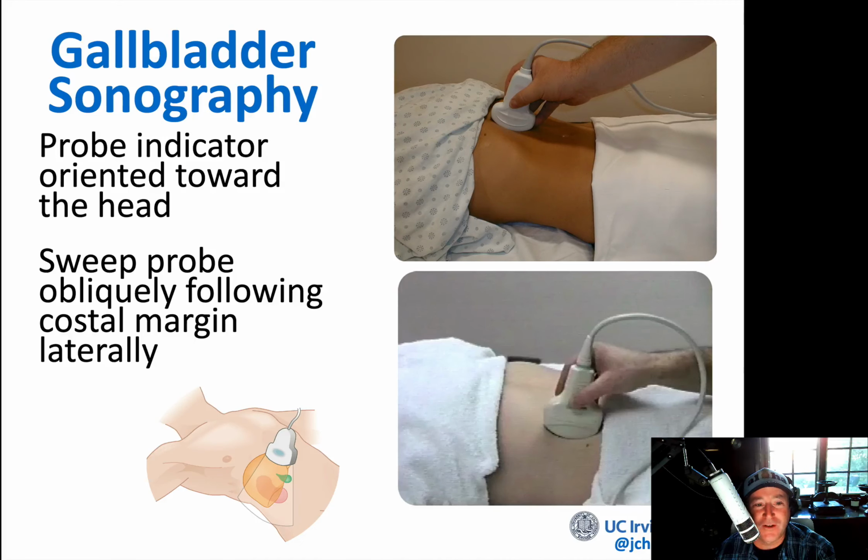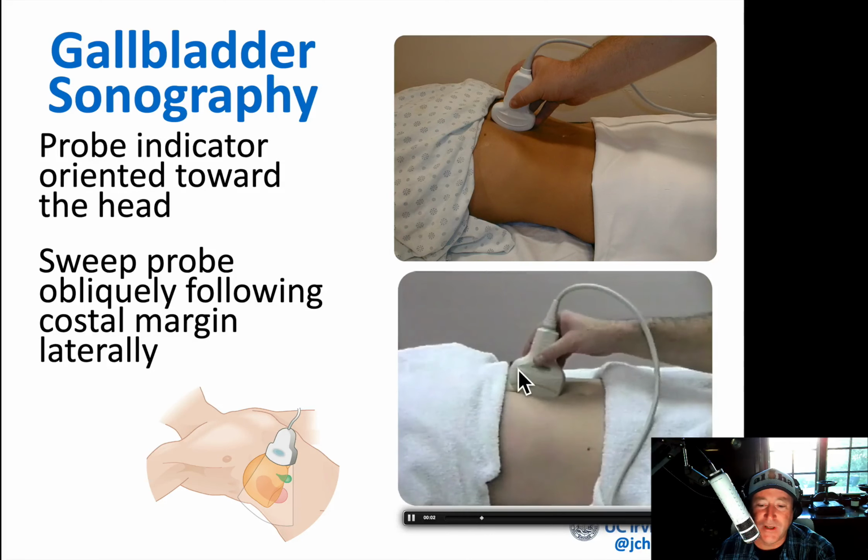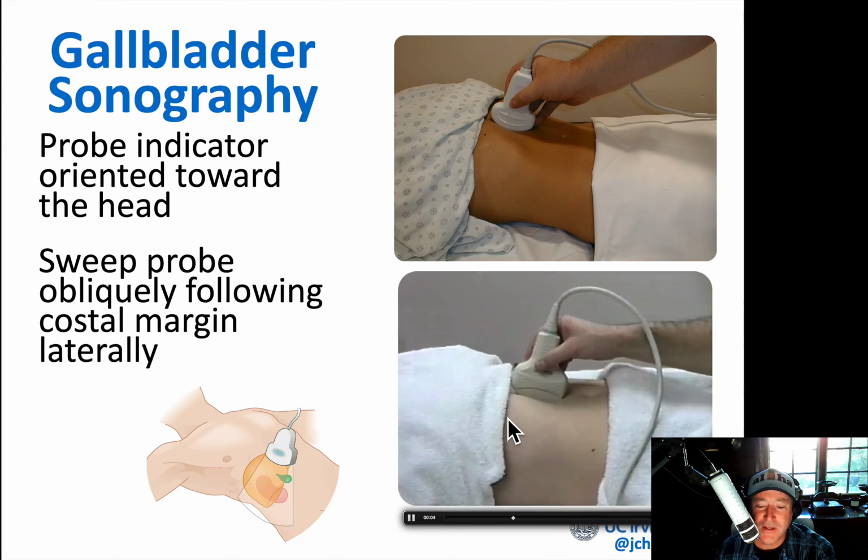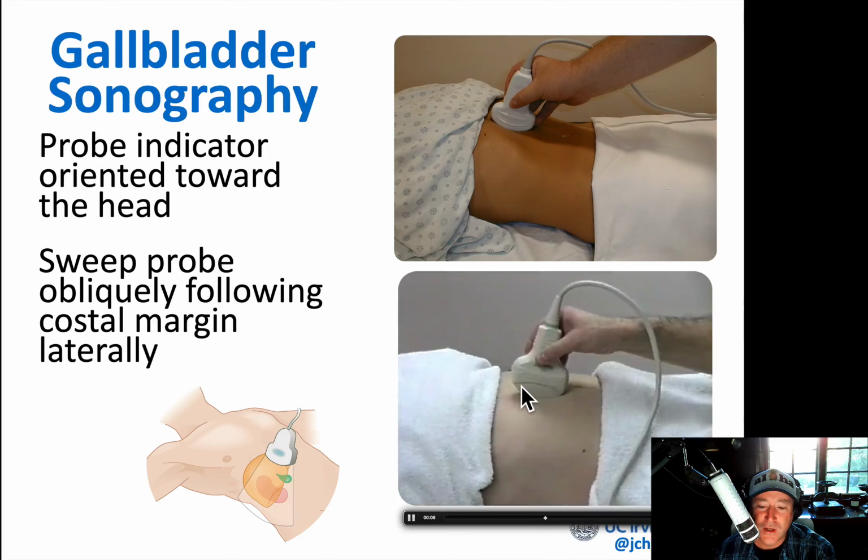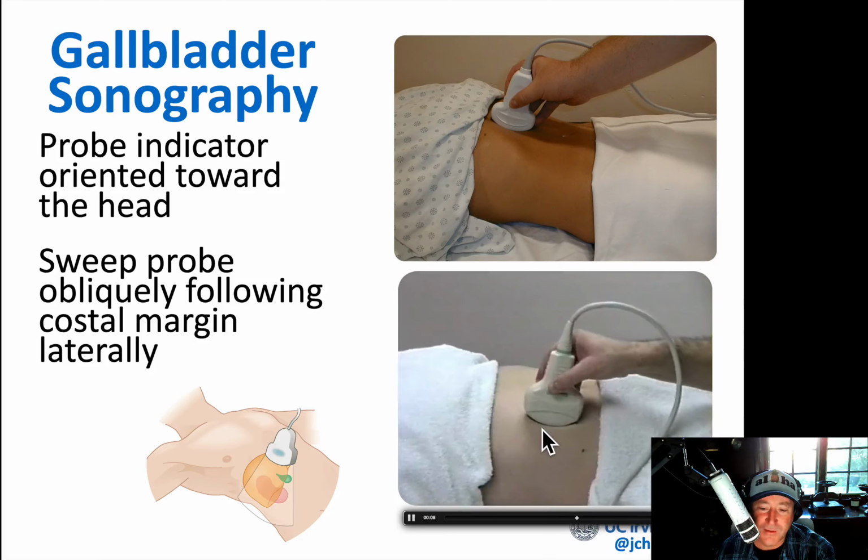So gallbladder sonography, very easy to do in theory, sometimes very difficult to do in practice. And I'll explain why. Basically, here's how you work it. You put the probe in the sagittal plane with the indicator towards the patient's head. Now, the patient takes a deep breath, and as they do so, you sweep along that subcostal margin.